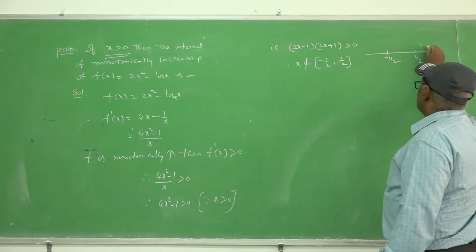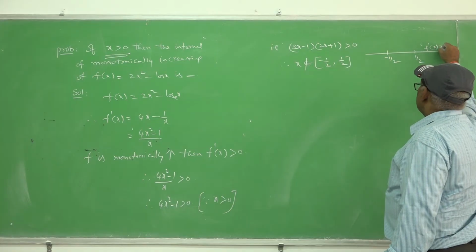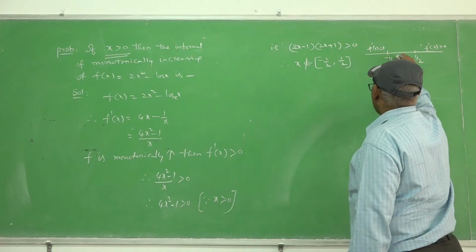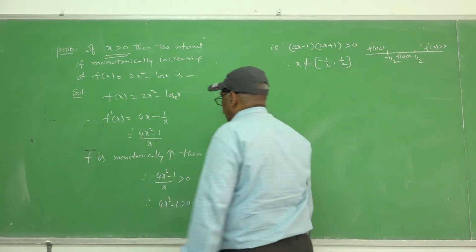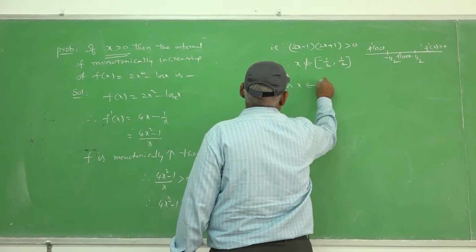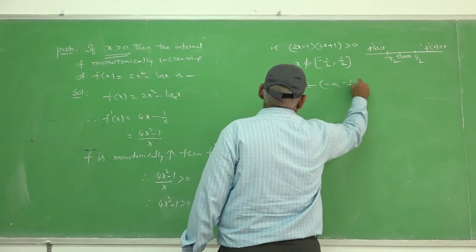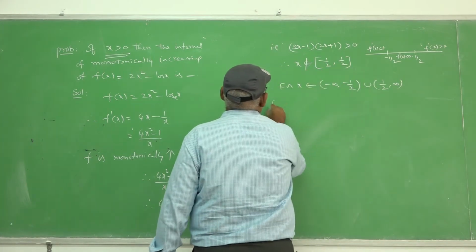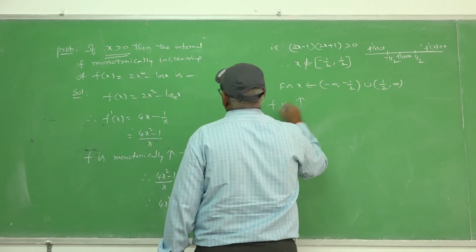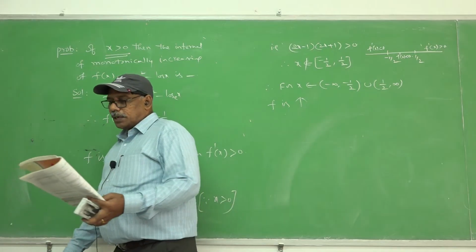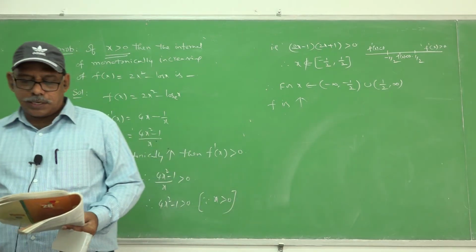So, in this one, f dash x is positive. Here also f dash x is positive. Here f dash x is negative. So, therefore, for x belongs to minus infinity to minus 1 by 2, union 1 by 2 to infinity, f is monotonically increasing. So, in that interval only it is increasing.